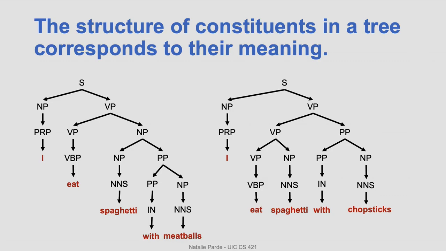The way that constituents are structured in a tree corresponds to their meaning. So we can take two very similar sentences like you see here. I ate spaghetti with meatballs and I ate spaghetti with chopsticks. Even though we're only substituting one word, the meaning is actually quite different. In one case, we're talking about spaghetti that contains meatballs, and in the other, we're talking about eating spaghetti using chopsticks.